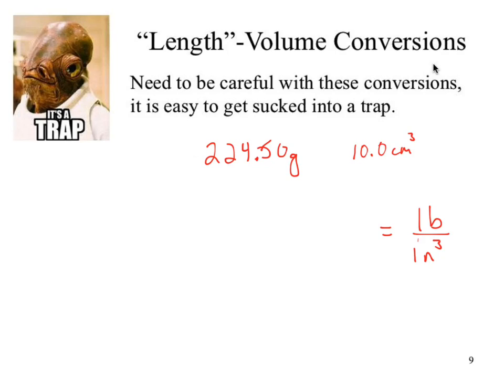Grams is a measurement of, I don't like weight, but that's the right idea, mass. Centimeters cubed is a measurement of volume. The unit I want for an answer is pounds, which is a measurement of mass, and inches cubed, volume. What does that mean I should do? I should probably take my mass unit and put it on the top, and I should take my volume unit and put it on the bottom.